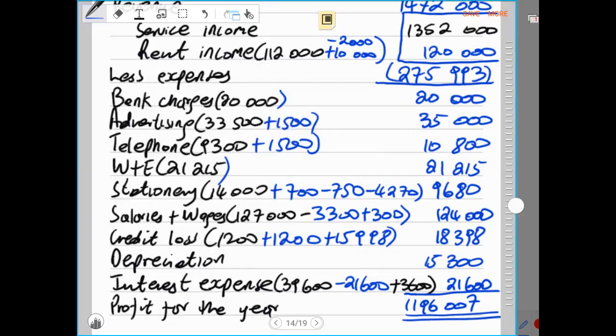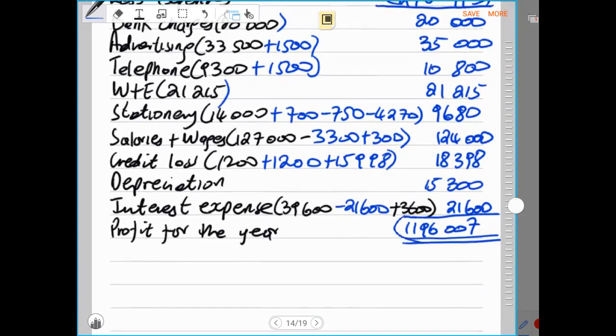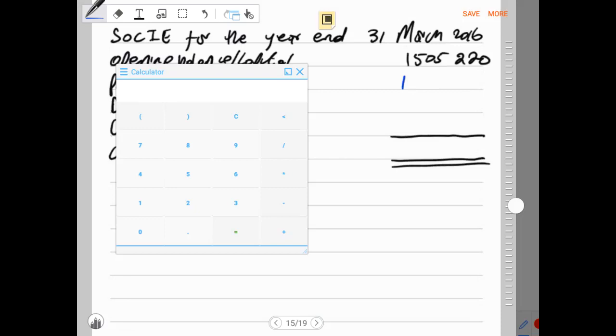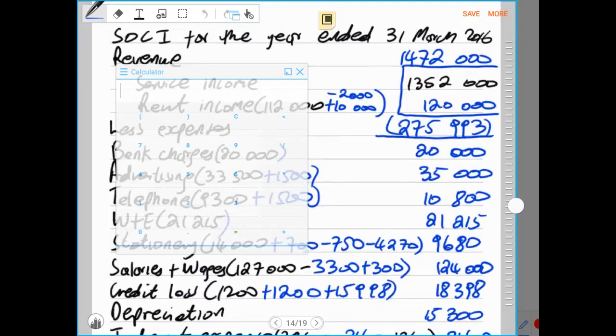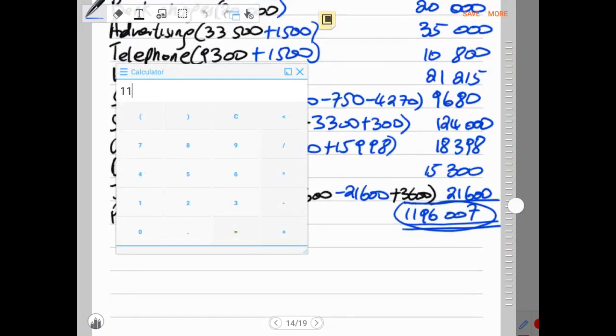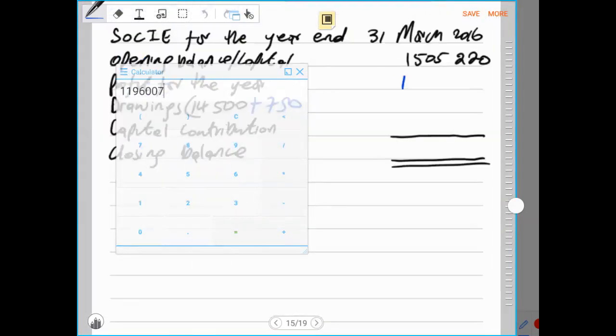That profit will be transferred to the statement of changes in equity. We transfer that as it is. It will be 1,196,007.